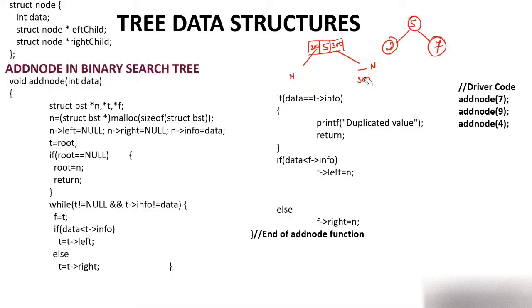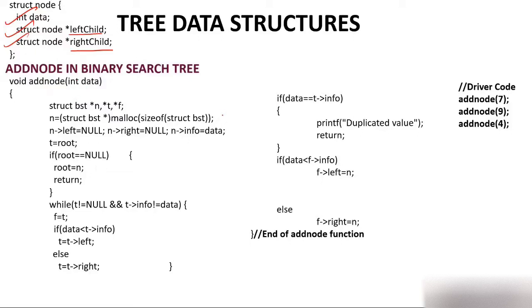This is what I was trying to tell you. Let's see the structure. The structure has 3 parts. One is data and 2 are pointers. One contains the address of left child, one contains the address of right child. Okay, so let's start with adding a node.